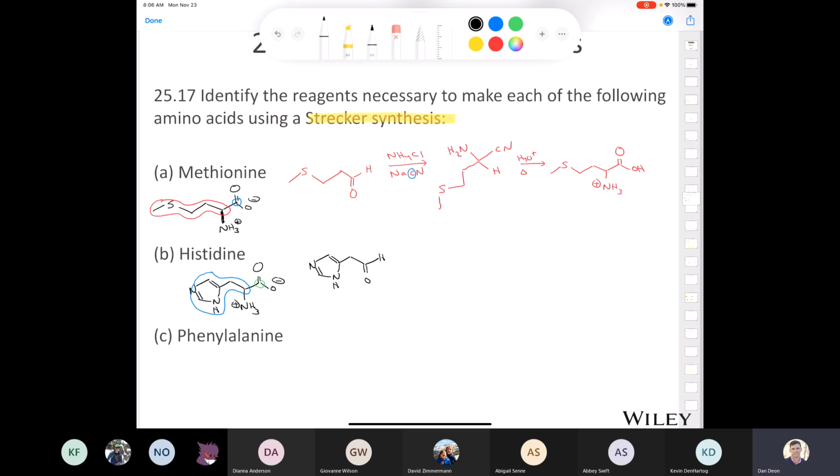And then the first step is you're going to treat it with ammonium chloride, an ionic solid, and sodium cyanide, which you have to be careful with, of course. Then you form the alpha amino nitrile. So let's draw that out. Amino group. Here's our nitrile. Here's the hydrogen from what was our aldehydic hydrogen. And now we'll draw the heterocycle.